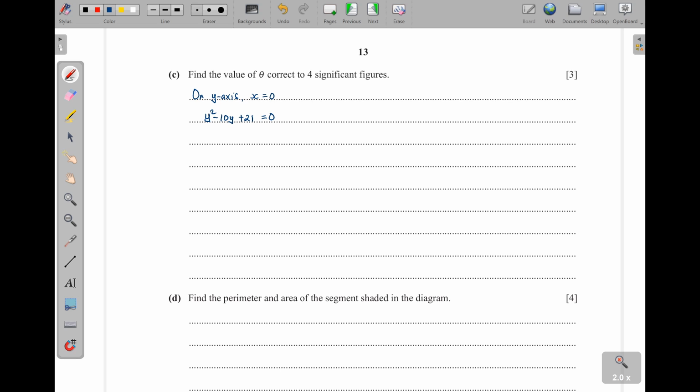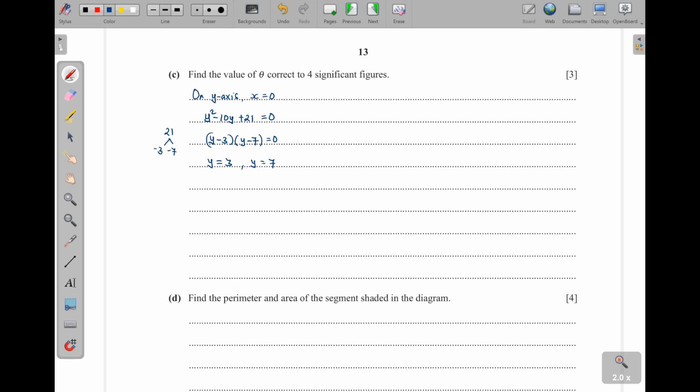Two numbers, when you multiply them, they give you 21, but when you add them, they give you negative 10. That is a 3 and a 7, and both of them are negatives, so that when you multiply the two negatives, you get a positive, and when you add them, you still get this negative here. So we shall have y minus 3 and then y minus 7, which is equal to 0. So meaning y is equal to 3, and the other one is y is equal to 7.